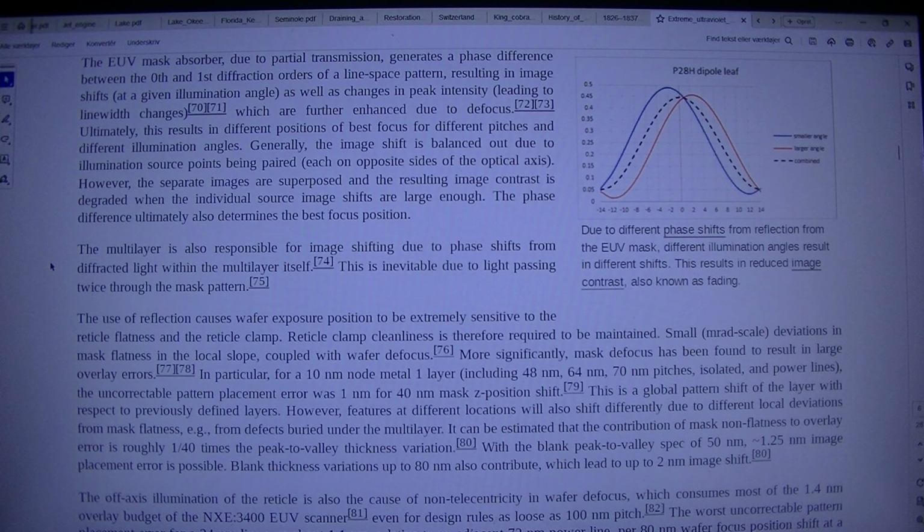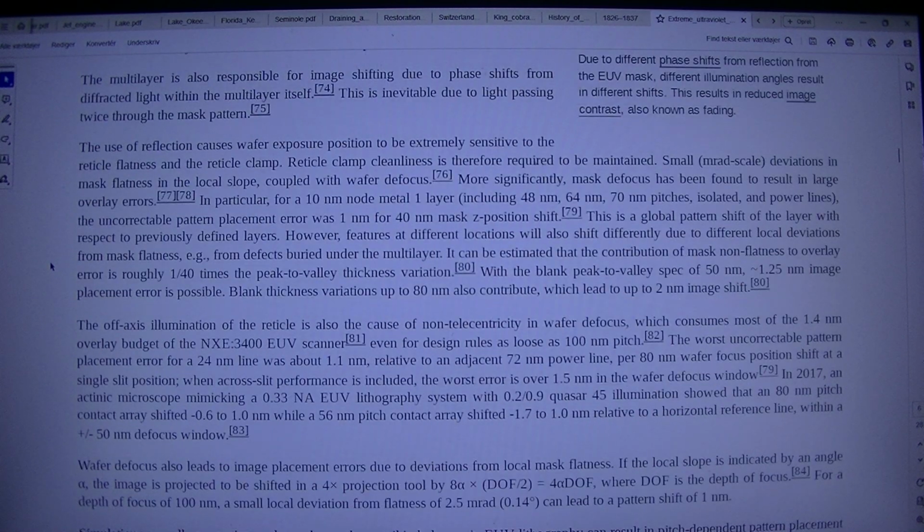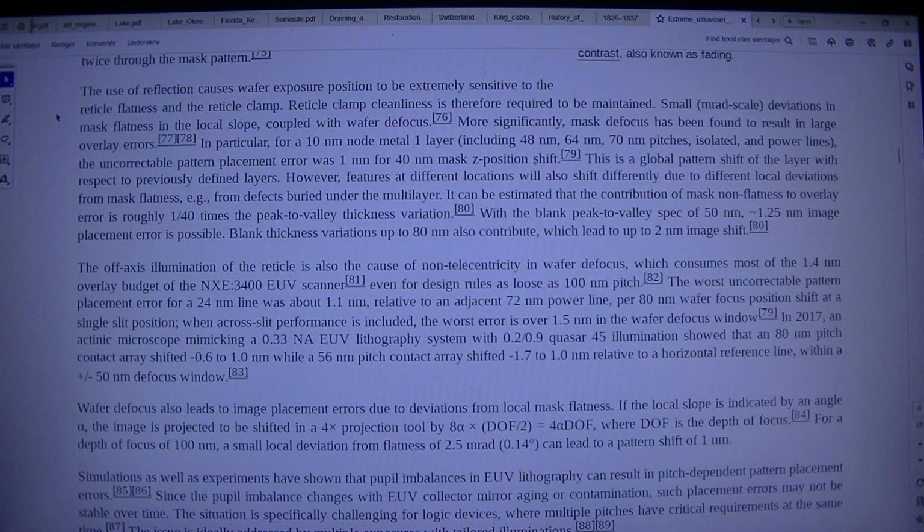The multilayer is also responsible for image shifting due to phase shifts from diffracted light within the multilayer itself. 74. This is inevitable due to light passing twice through the mask pattern. 75. The use of reflection causes wafer exposure position to be extremely sensitive to vertical flatness and the reticle clamp. Reticle clamp cleanliness is therefore required to be maintained.